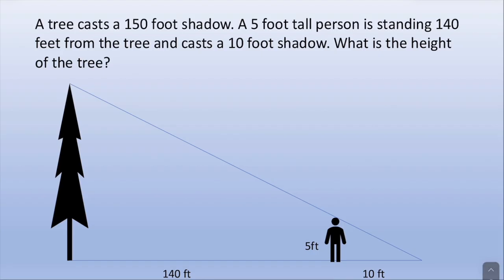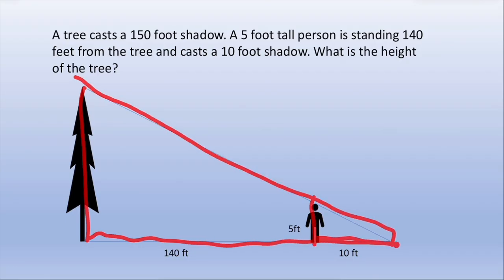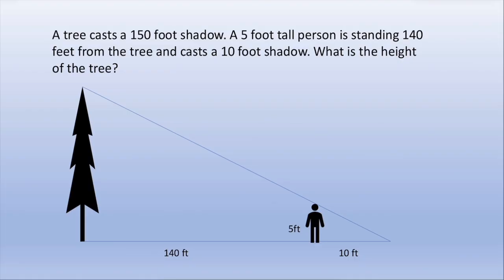So let's look at an example. It says a tree casts a 150-foot shadow. A 5-foot person is standing 140 feet from the tree and casts a 10-foot shadow. What is the height of the tree? Now, I call them triangles, they're nested together. See how they have this common angle together? And then, we could assume that's 90 degrees and that one's 90 degrees. So we get these proportional, similar triangle relationships.